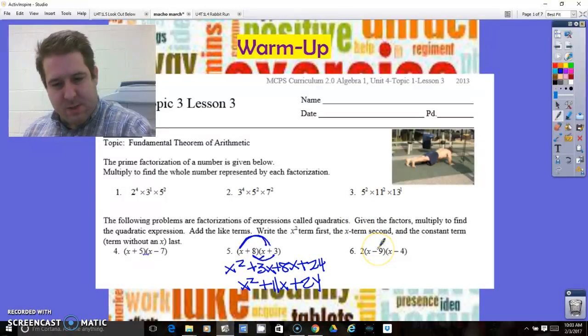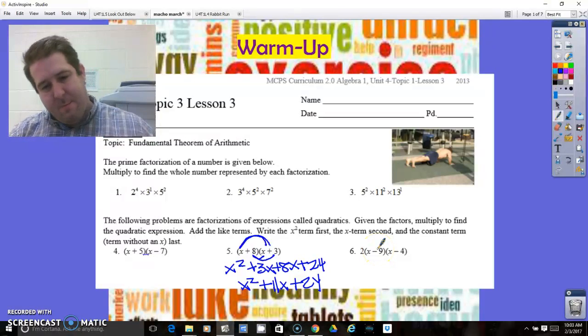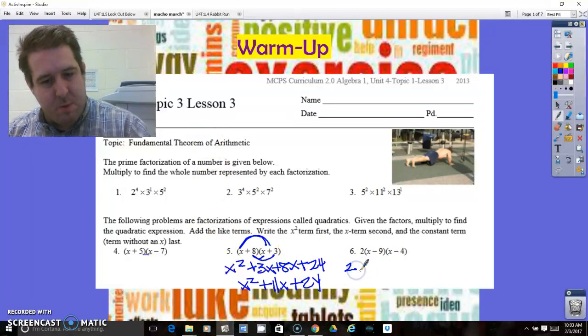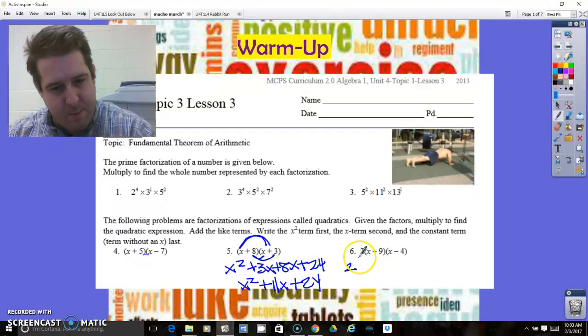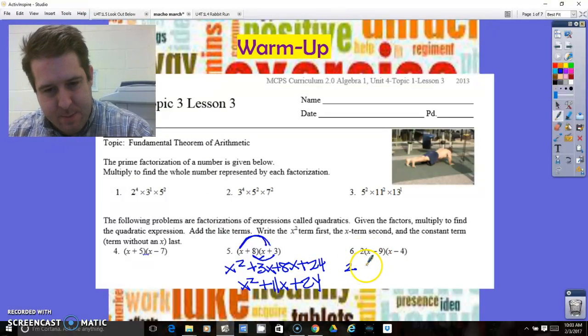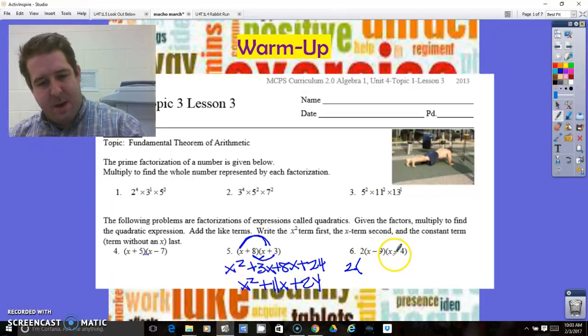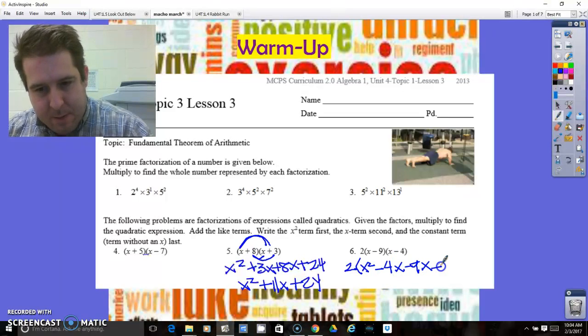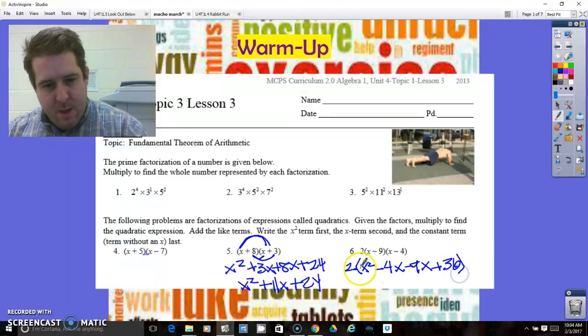Last question. This question is a little bit different because we've got a binomial times a binomial with a monomial on the outside. So I'm going to leave that 2 on the outside. I could multiply it first and use the distributive property, but I'm going to decide to do it last. So I'm going to make parentheses here and put whatever this binomial times this binomial is in this parenthesis. So that's going to give me x squared minus 4x minus 9 more x's plus 36.